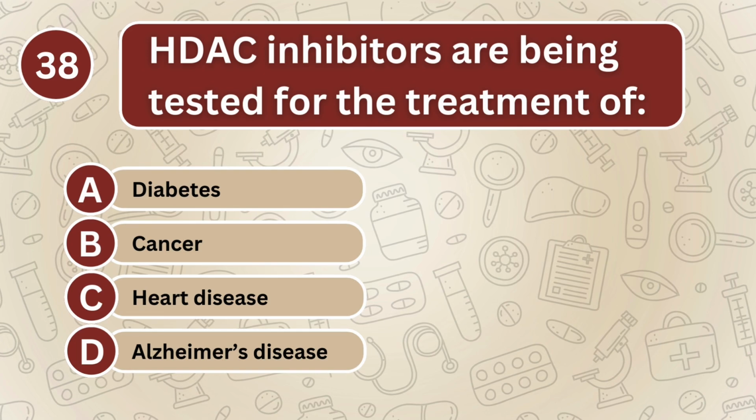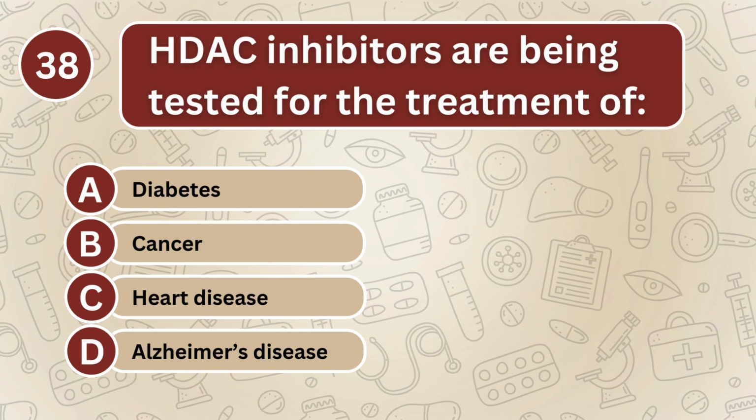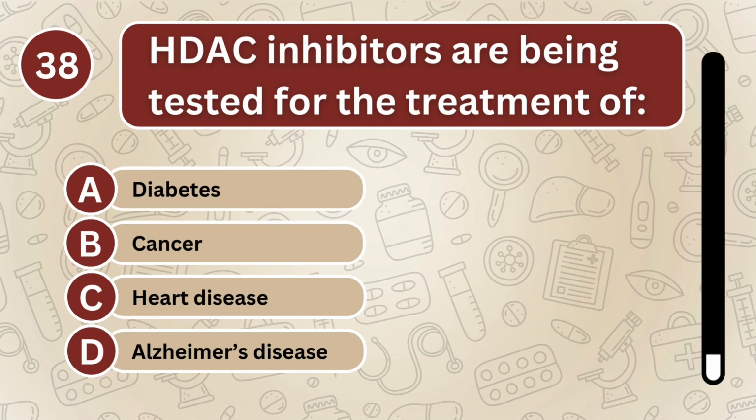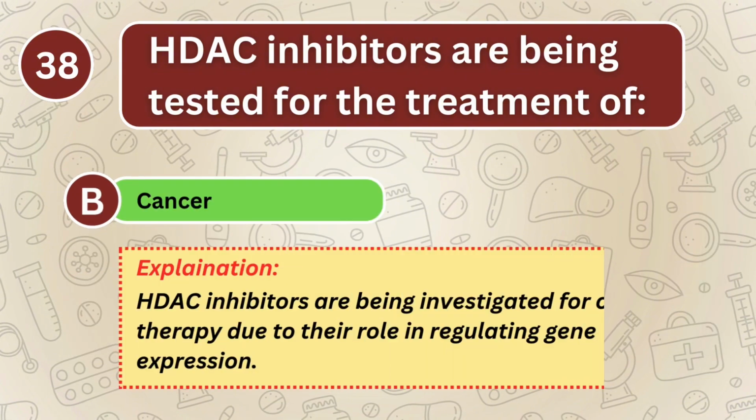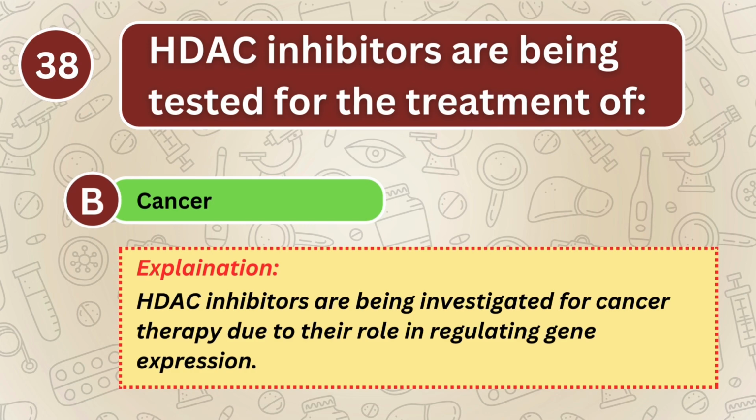HDAC inhibitors are being tested for the treatment of A. Diabetes, B. Cancer, C. Heart disease, or D. Alzheimer's disease. Correct answer is B. Cancer.